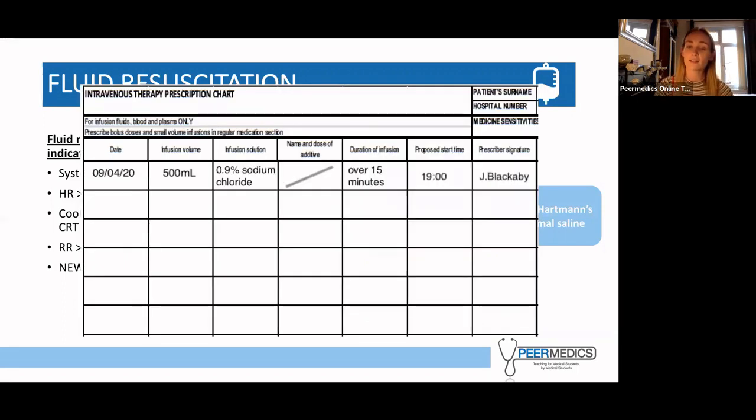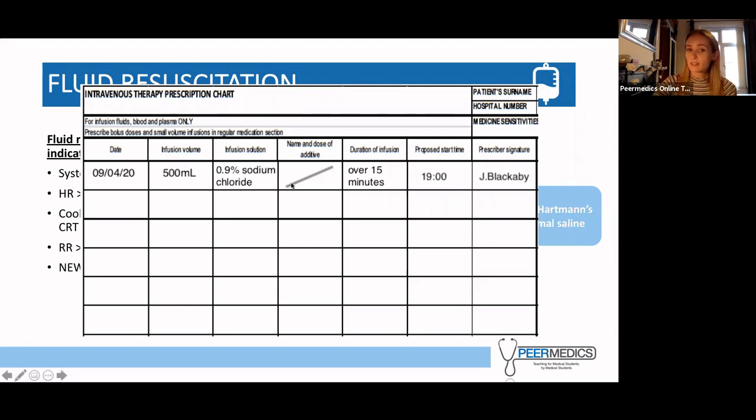So the way that we write this is on the very back of the chart, there's the intravenous therapy. So with these, you need to make sure that you date them as normal, put the fluid in, make sure that you're really clear on which infusion you're giving. So don't put saline, put 0.9% sodium chloride. You can put NaCl to keep it concise, but it's best to avoid any abbreviations where possible, just to make sure that everyone knows what you're talking about.